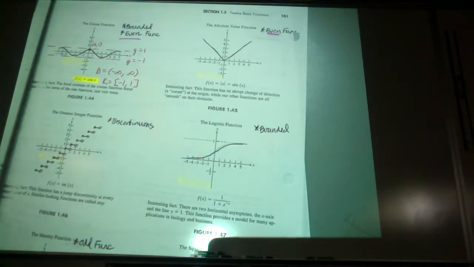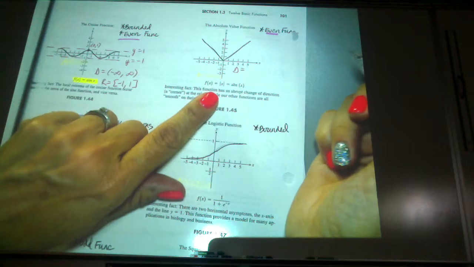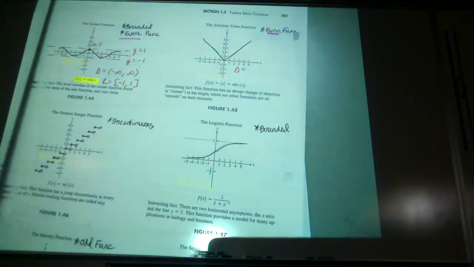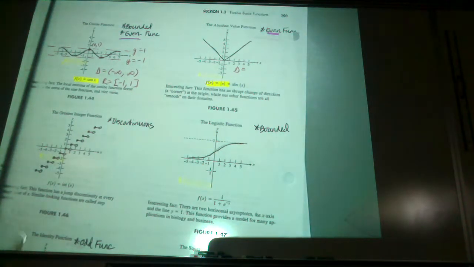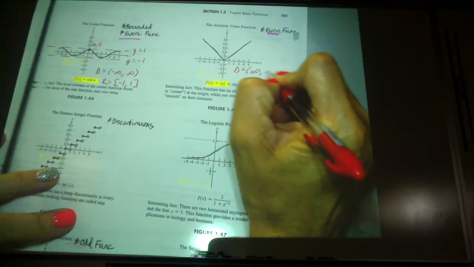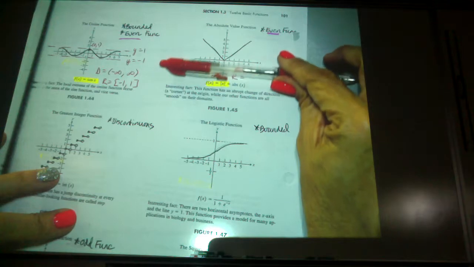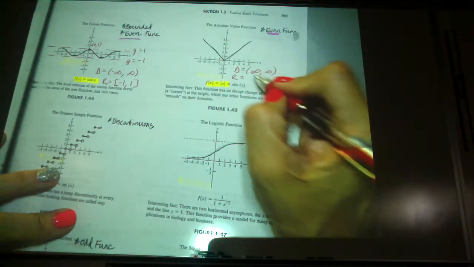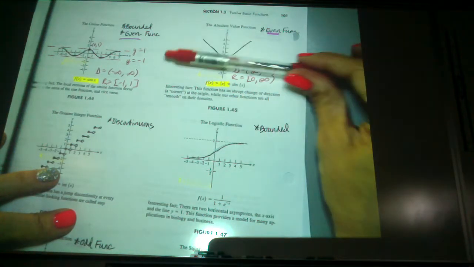Domain. Is the domain restricted? Can you take the absolute value of any x value that you want? Can you put any number in there for x? Yeah, positive, negative, 0. What are you going to get? You get only a positive number or 0, right? So the y is restricted, not the x. So x is unrestricted from negative infinity to positive infinity. But the range, what is the first range value? That you come to 0. Do we include 0? Yes, (0, 0) is a point on that graph, and it goes on to positive infinity.